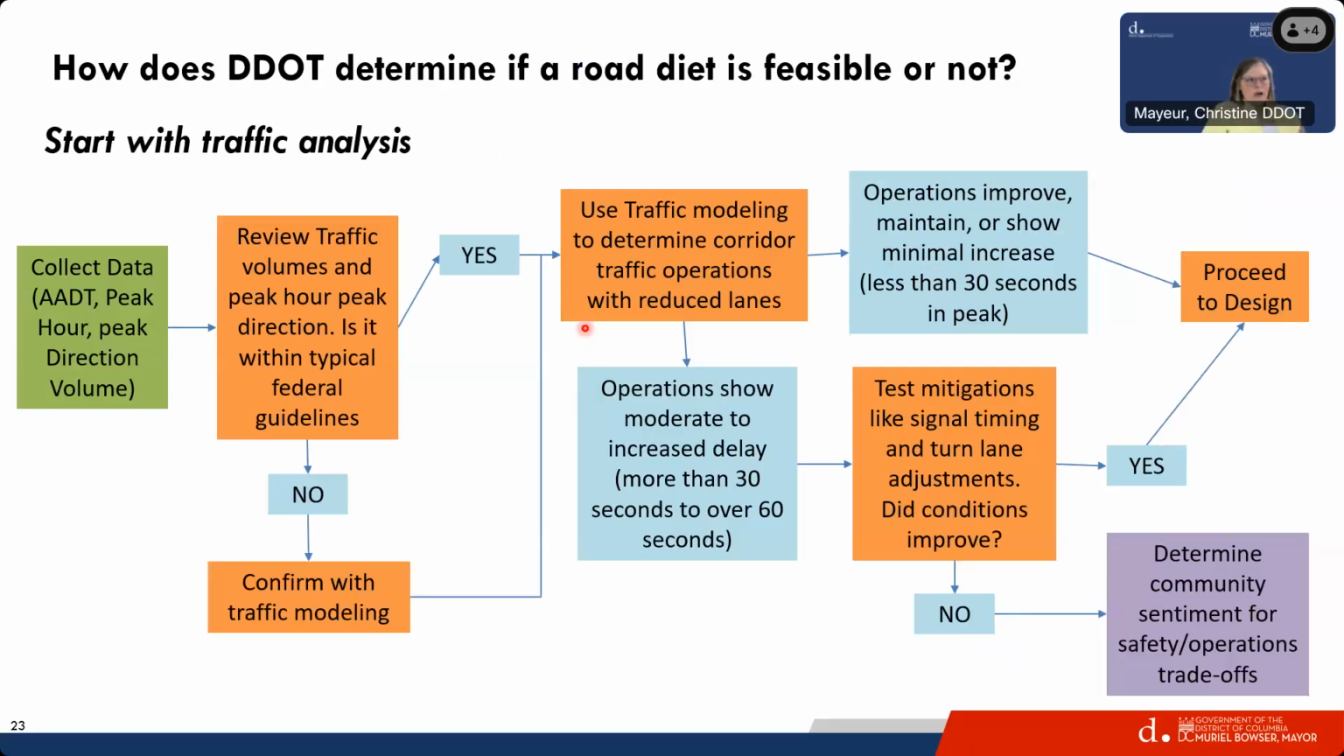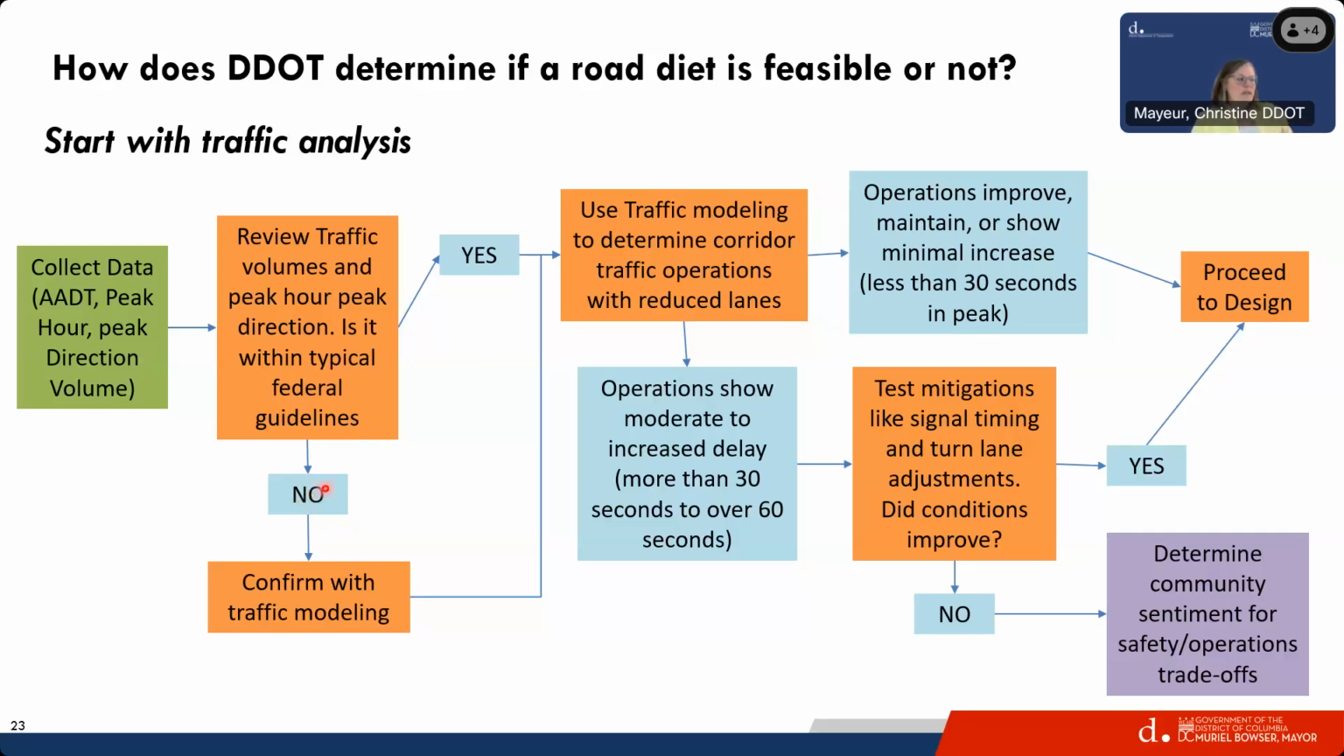We got a lot of questions about how any Department of Transportation determines if a road diet is feasible or not. So I tried to take a really big report and distill it down into this kind of matrix decision tree. First we start with collecting data. We look at the average annual daily traffic, or AADT, and the peak hour, peak direction volume for each of the intersections. We review those based on federal guidelines, which were determined based on lots of research from other cities and states that have done similar projects.